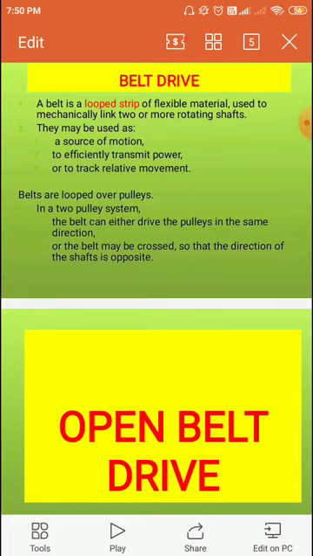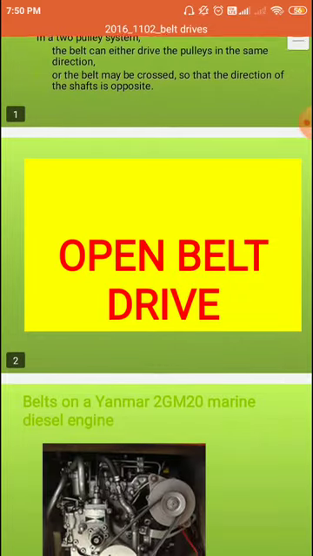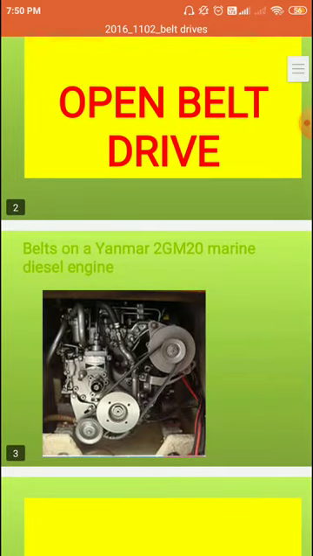Belts are looped over the pulleys in a two pulley system. The belt can either drive the pulleys in the same direction, or the belt can be crossed so that the direction of the shafts is opposite. When the direction of the shafts needs to be opposite, we can attach the belt in the cross direction. Open belt drive we can see over here.